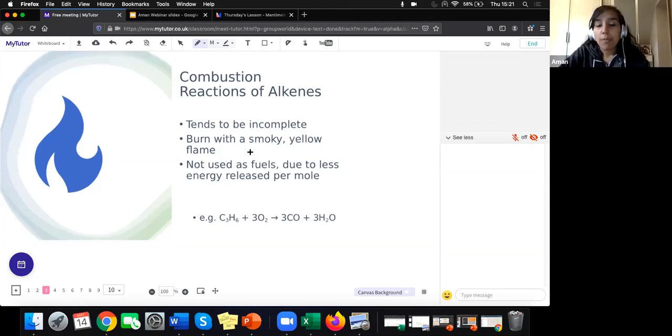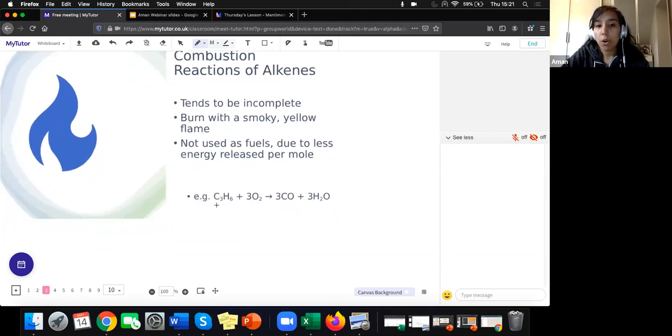So because it's incomplete combustion, we tend to burn with a smoky yellow flame. The more incomplete combustion is, the more smoky a flame that is produced. With alkenes, when they burn, it tends to be incomplete. So on the screen, we've got the incomplete combustion of which alkene? C3H6. Which alkene is C3H6? Good, it's propene. So on the screen, we've got the incomplete combustion of propene.